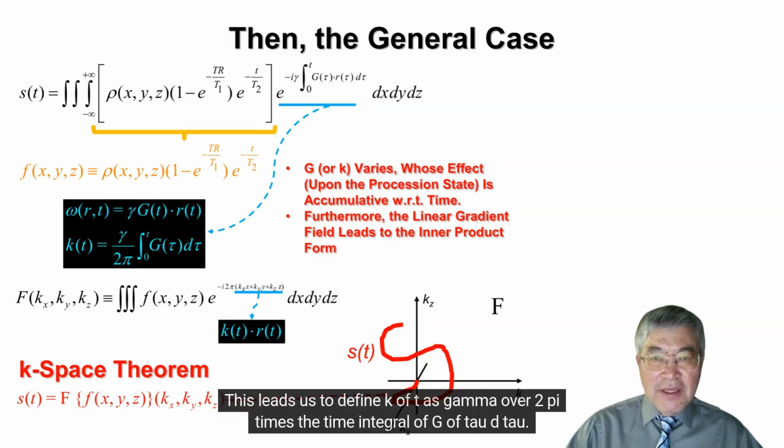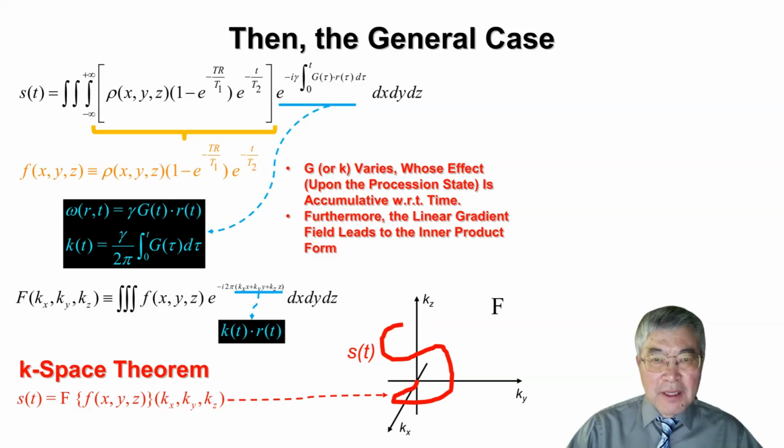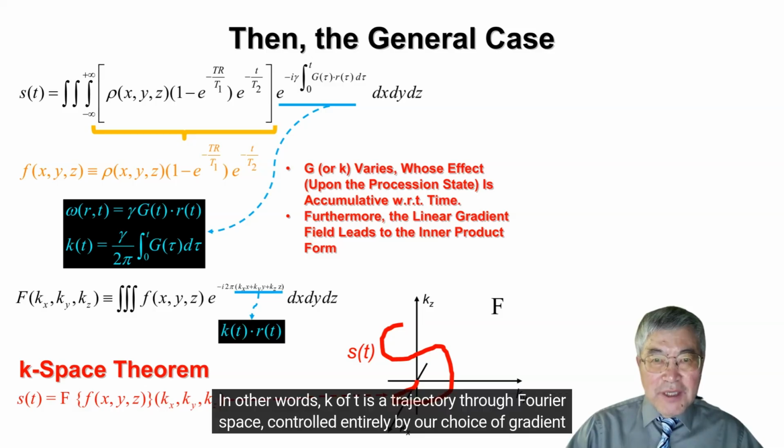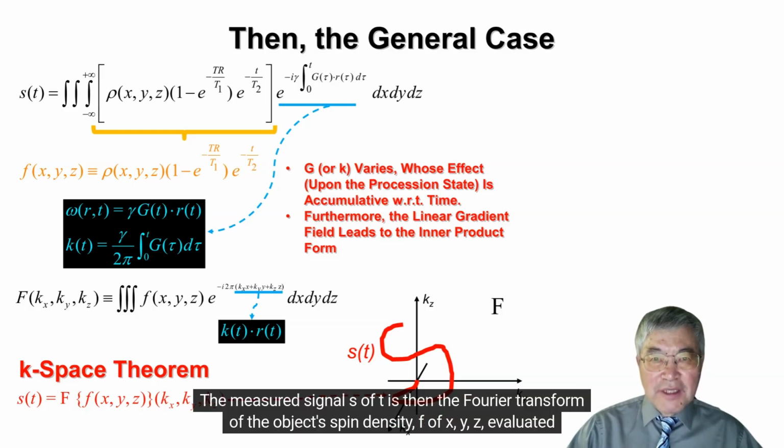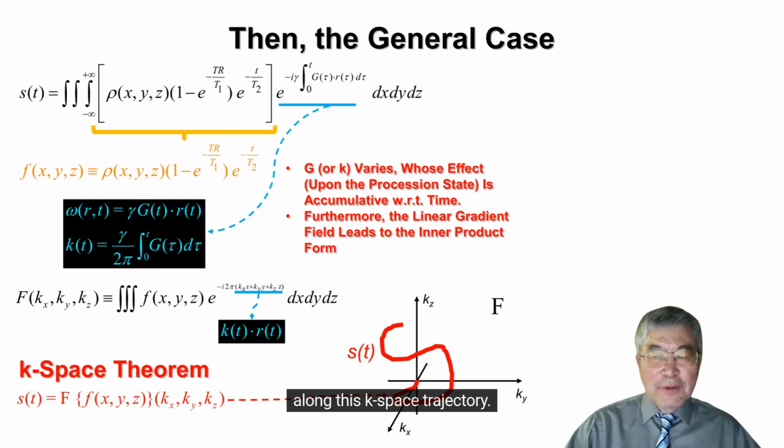This leads us to define k of t as gamma over 2 pi times the time integral of g of tau d tau. In other words, k of t is a trajectory through Fourier space, controlled entirely by our choice of gradient waveforms. The measured signal s of t is then the Fourier transform of the object's spin density f of x, y, z evaluated along this k-space trajectory. This is the k-space theorem.